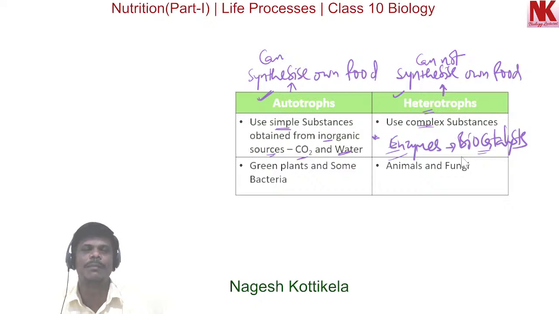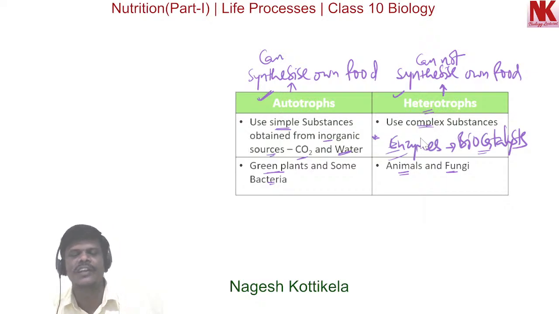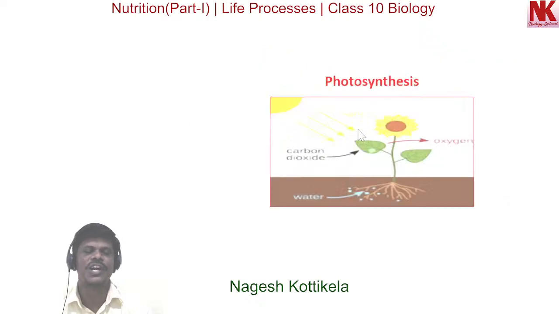Coming to examples, green plants and some bacteria are autotrophs. Animals and fungi are heterotrophs, and these heterotrophs depend on autotrophs directly or indirectly for their nutrition. So these are the differences between autotrophs and heterotrophs. Now let's discuss in detail the two modes of nutrition.